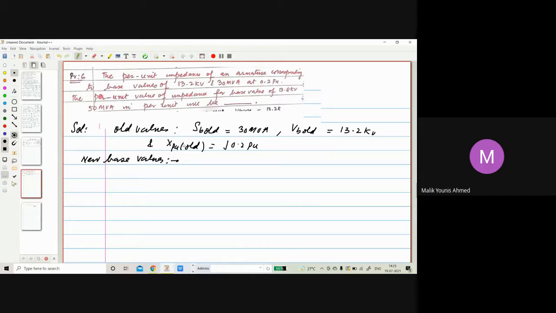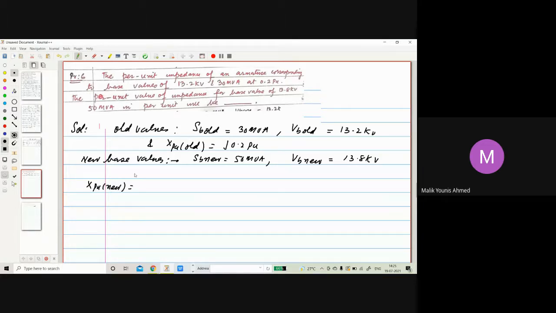New base values are S base new, he is telling us 50 MVA, and V base new, he's telling us 13.8 kV base voltage. We need to find the XPU new.